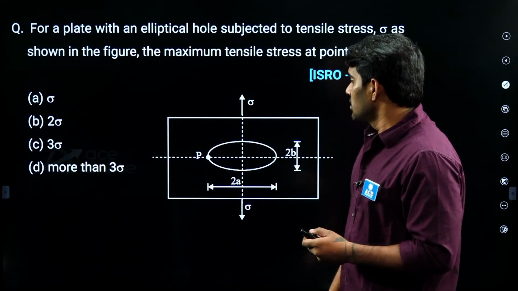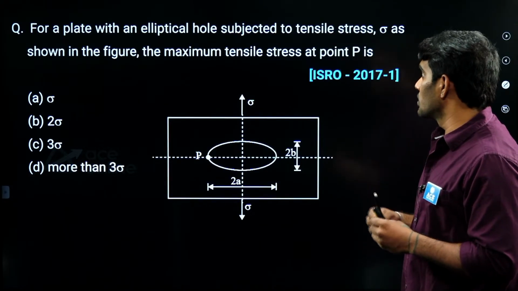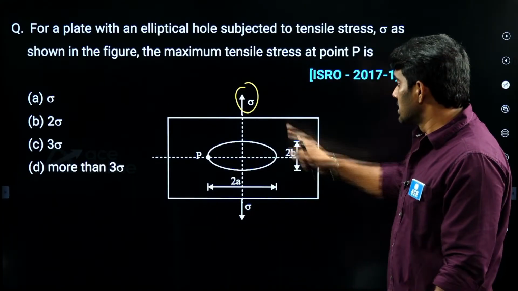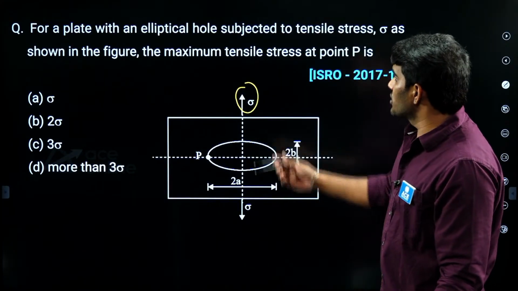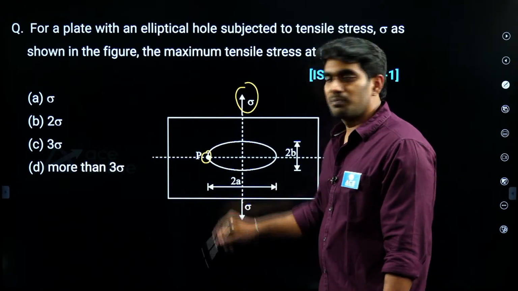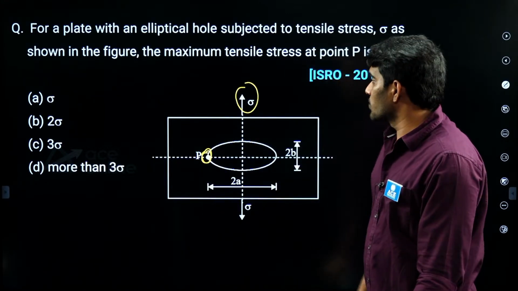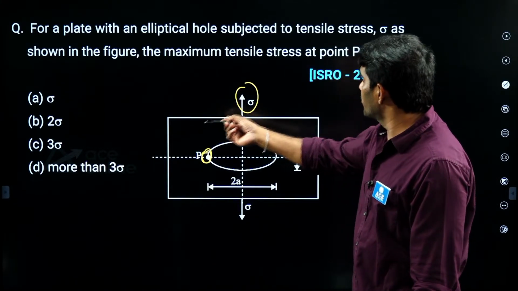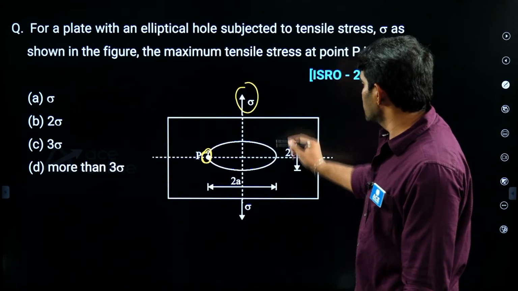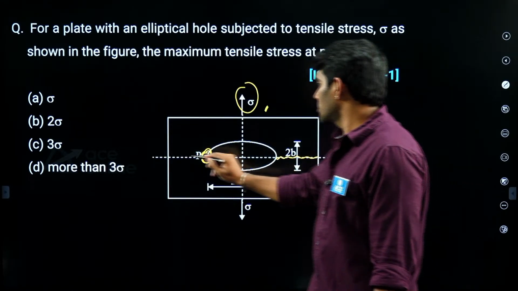Moving ahead, this is one more simple question. For a plate with an elliptical hole subjected to tensile stress, you can notice that from the top we are applying this tensile stress. This is the direction of loading. As shown in the figure, the maximum tensile stress is at point P. This is the critical point, as we know already. He is asking us to identify the magnitude of stress. Actually it should not be in terms of sigma; here he has to represent the nominal stress.